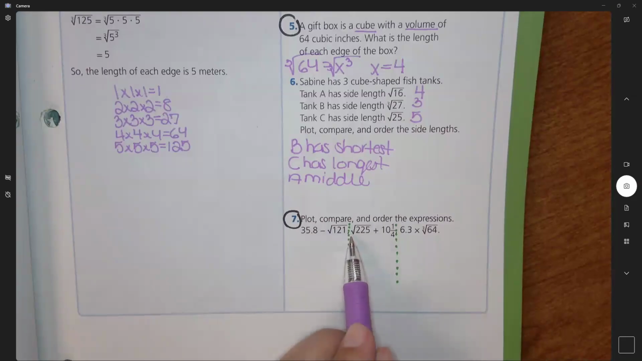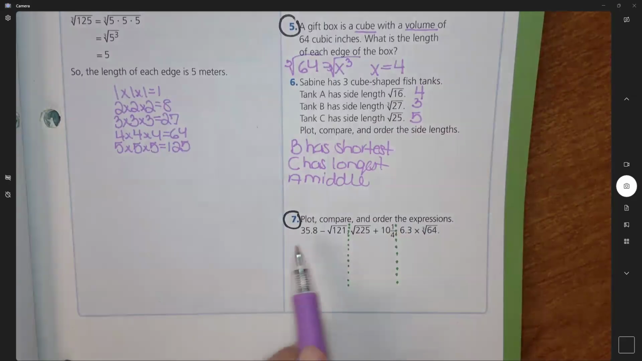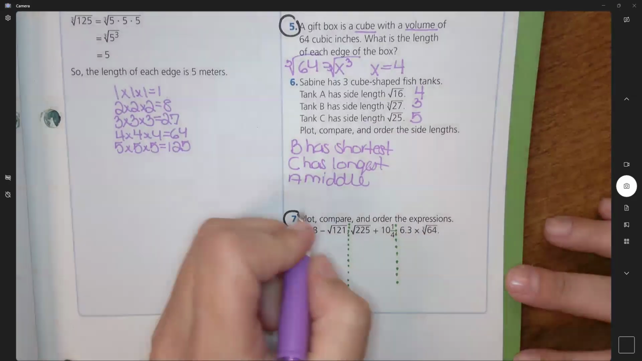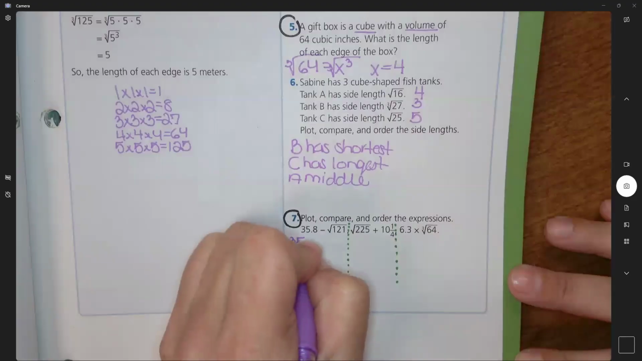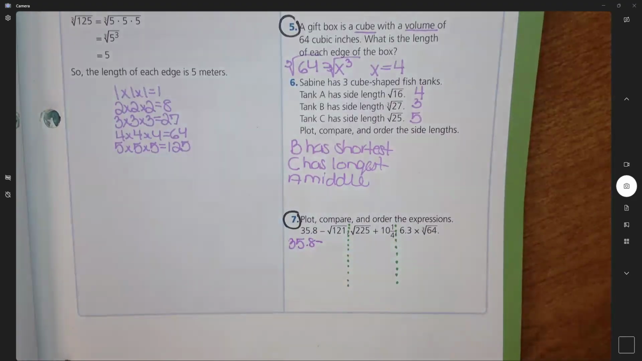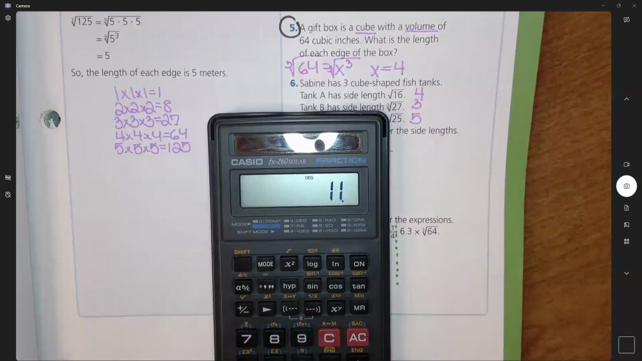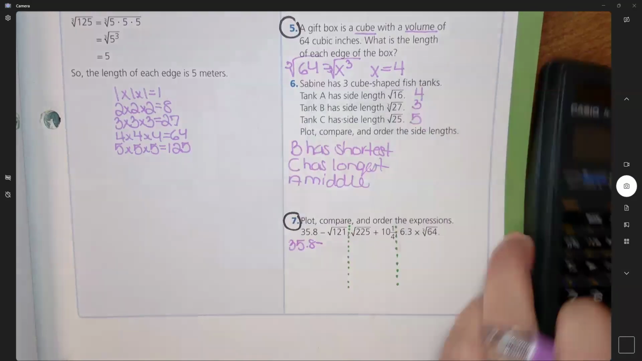Wherever you see that parentheses, that's different expressions. So using our order of operations, the first thing we're going to want to do is take care of this square root here. All right. So we have 35.8 minus the square root of 121. If you don't know what that is, handy dandy calculator tells us it is 11.